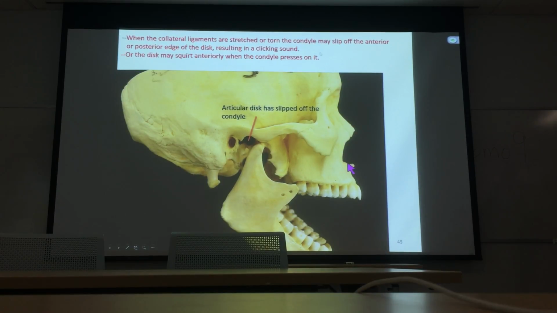Here's what I'm talking about with the collateral ligaments relative to anterior dislocation. The disc makes support. It's like a watermelon seed.